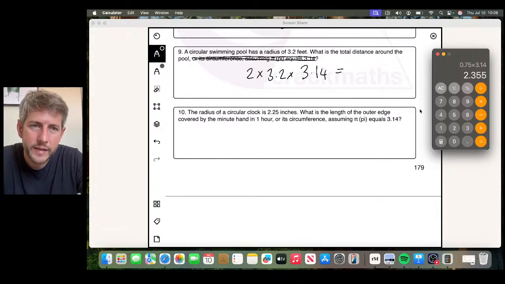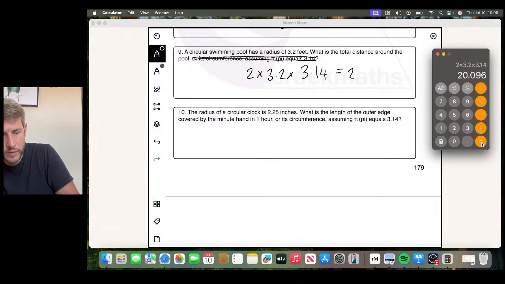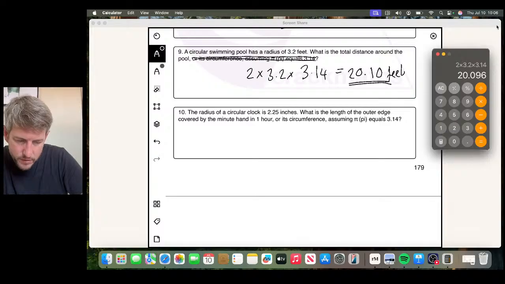Here we go, the calculator is going to help us out with this one. 2 times 3.2 times 3.14. And so that equals 20. Oh, okay, and that would round up to 20. The 9 gets rounded up there. So this is actually going to be 20.10. You've got to keep that 0 because we've rounded it. And that's feet.